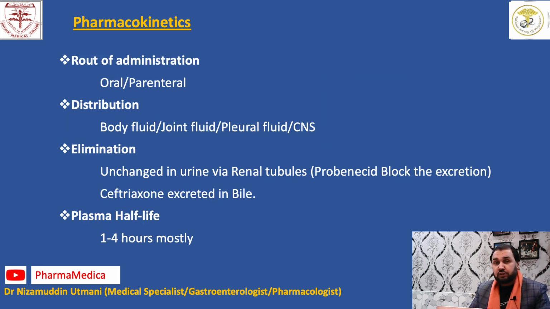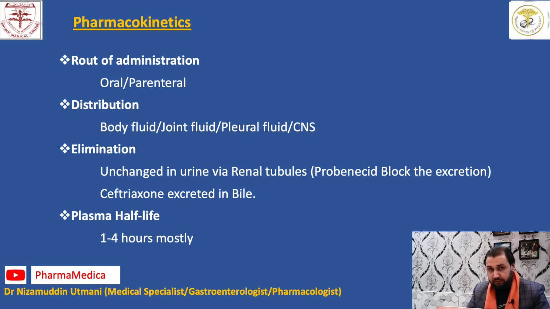Regarding the pharmacokinetics of these drugs, they can be given orally, like cefexime and cefodoxime. They can also be given parenterally, IV, like ceftriaxone, cefotaxime, and ceftazidime. They have got extensive distribution in the body fluids, including the CSF and the joint fluid, so you can use them for any infection. They are usually eliminated unchanged in urine.